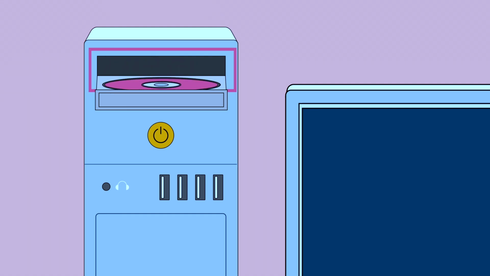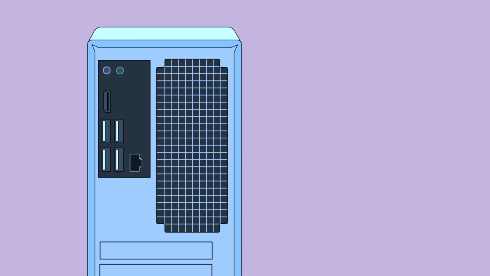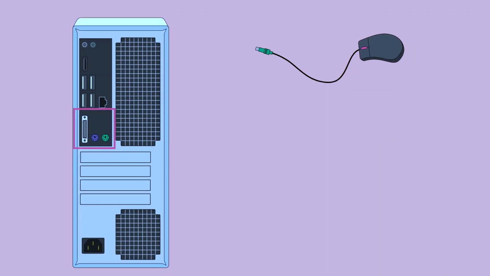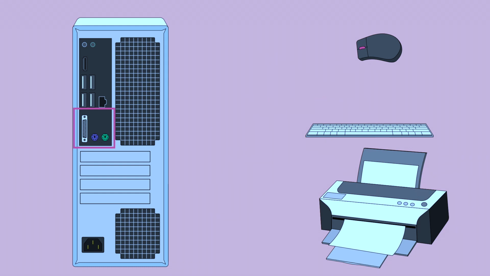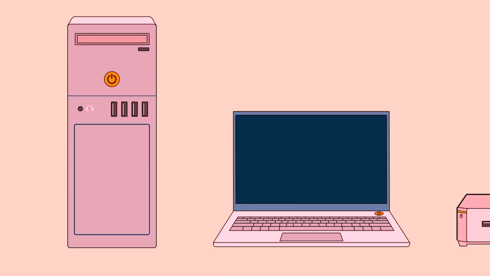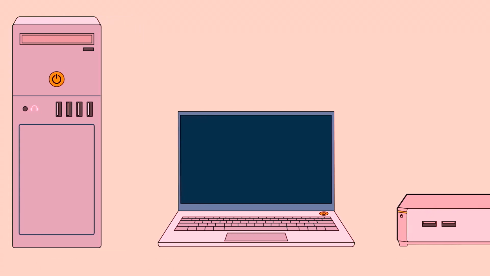The disk drive can be used to insert a CD, DVD, or Blu-ray disc. If you have ports that look like this, they are for older peripherals like mice, keyboards, and printers. Newer versions of these devices usually connect via USB or wirelessly.